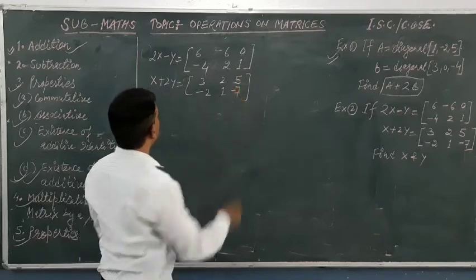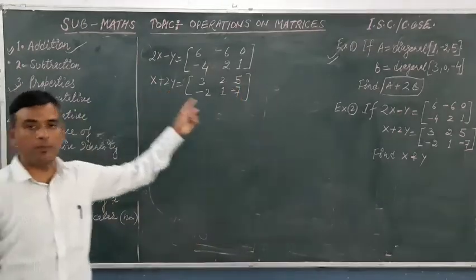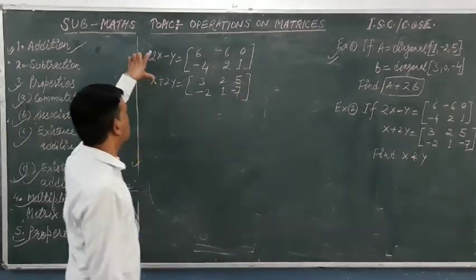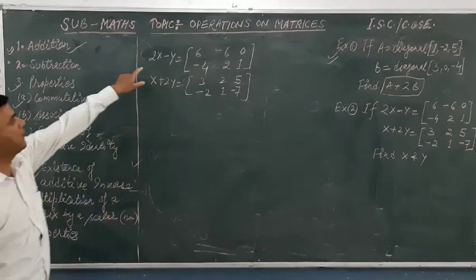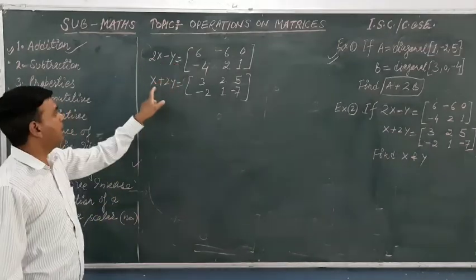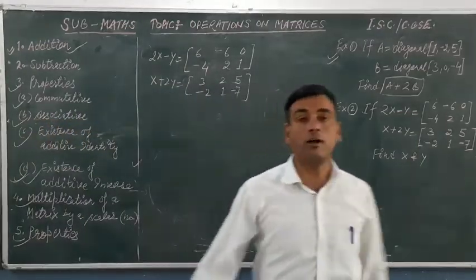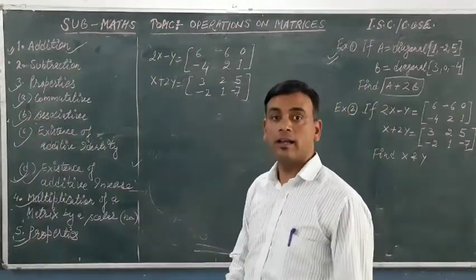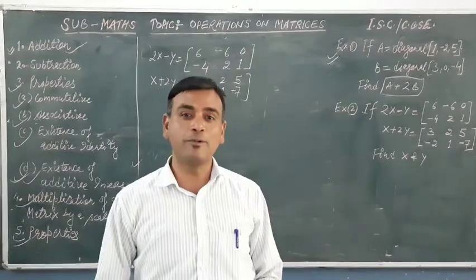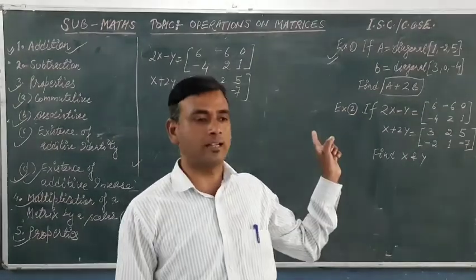This is given, and you have to find the values of X and Y. This is a quite interesting question. Now students, look here: here is 2X minus Y and here is X plus 2Y. In algebra, you have solved simultaneous linear equations in earlier classes, so you have to use the same method.